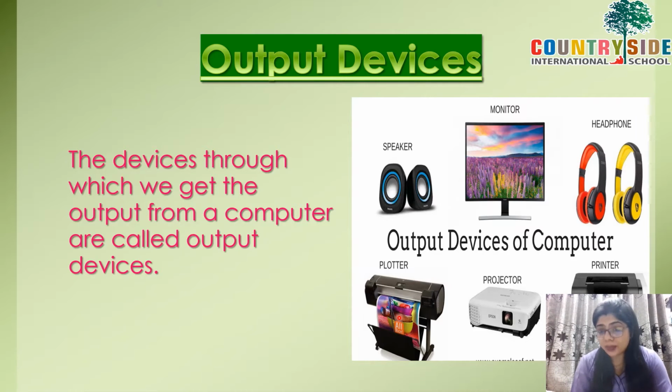Plotter for getting big printouts, projector to project anything on a screen, then printer to get some output on paper. We use a printer, so these all are giving the output, and that is why they are called output devices.